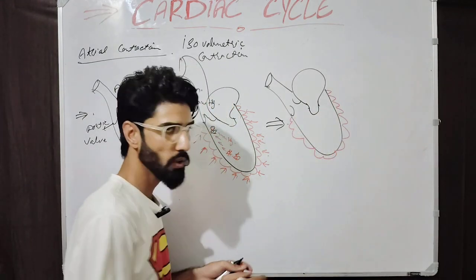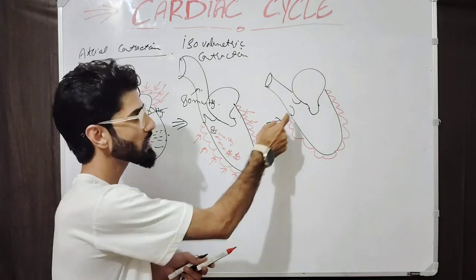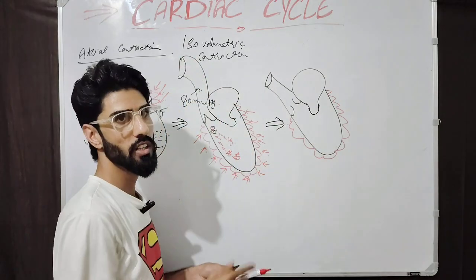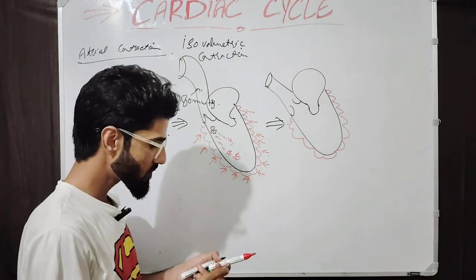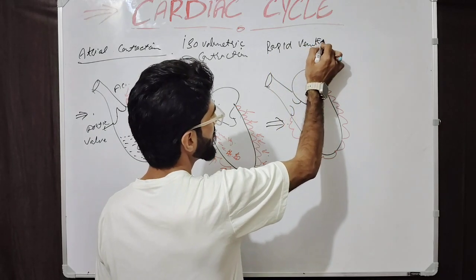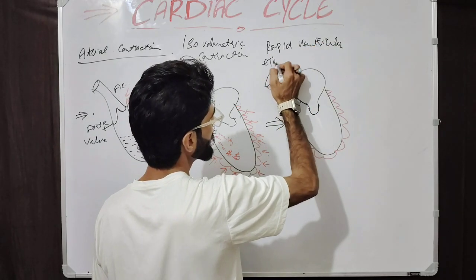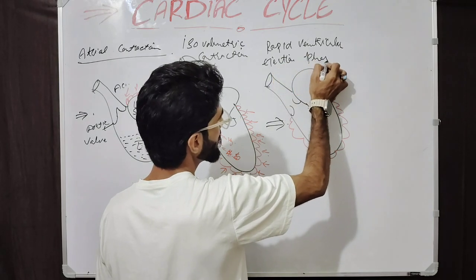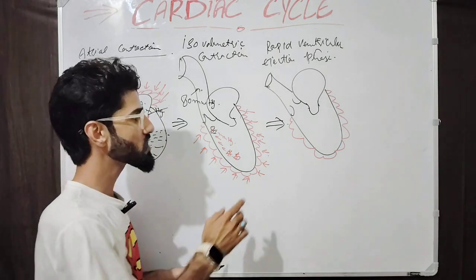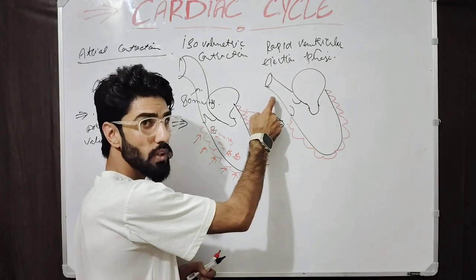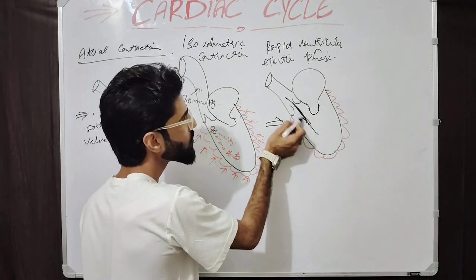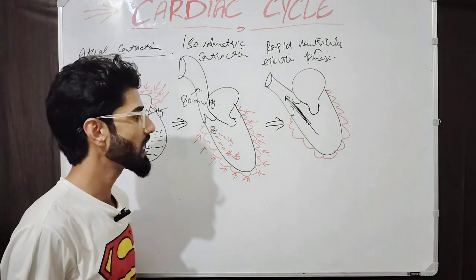Ventricular contraction is continuing. When the aortic valve opens, there is a rush of blood ejecting out. This phase is called the rapid ventricular ejection phase. Why do the left ventricles eject blood rapidly? Because the pressure here was more and there it was lesser. So there will be a rush of blood moving from the left ventricle towards the aorta.